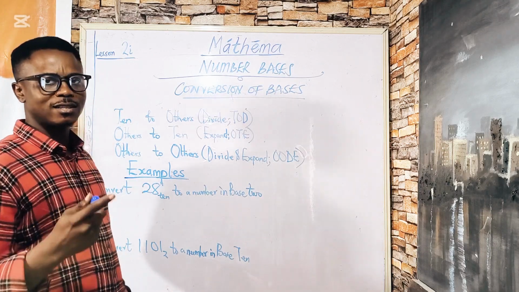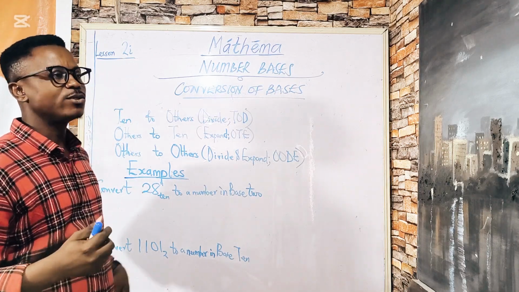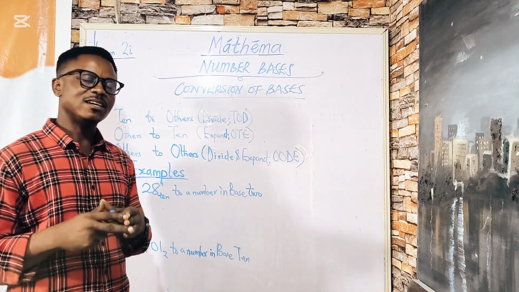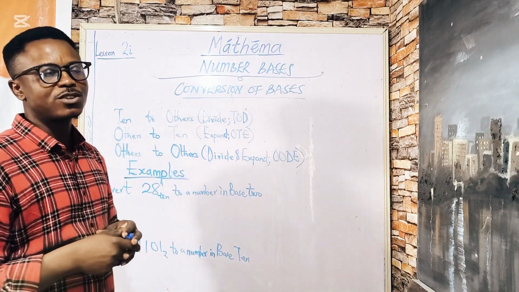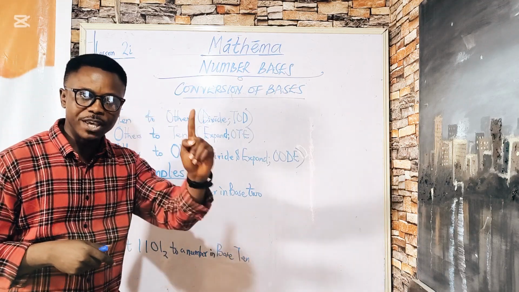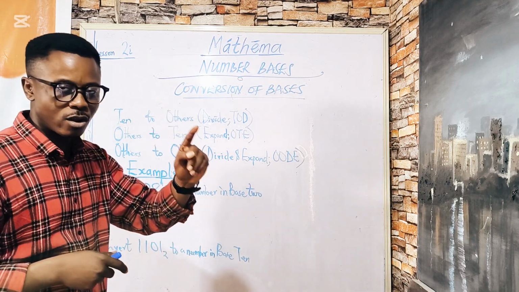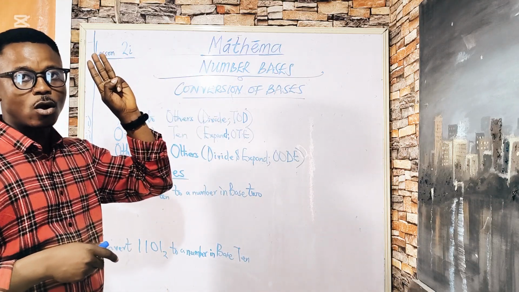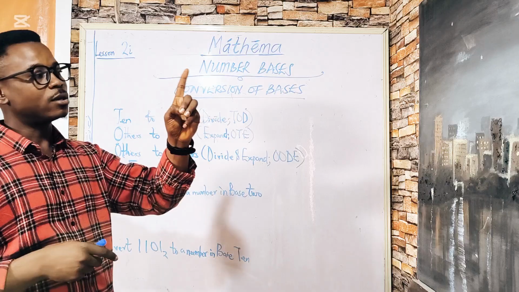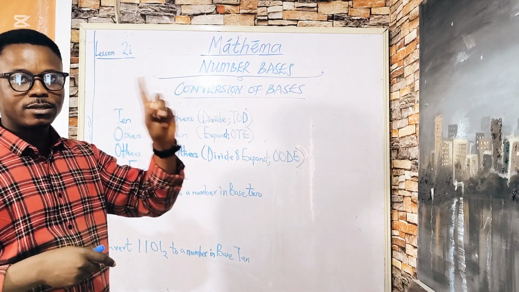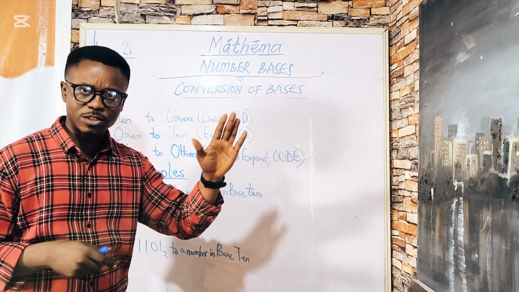Remember, in the previous class, I told you that the special bases are classified basically into three. I made mention of base 10, also known as denary numbers, base 2, also known as binary numbers, and then others. So base 10, 2, and others. These are the special bases.